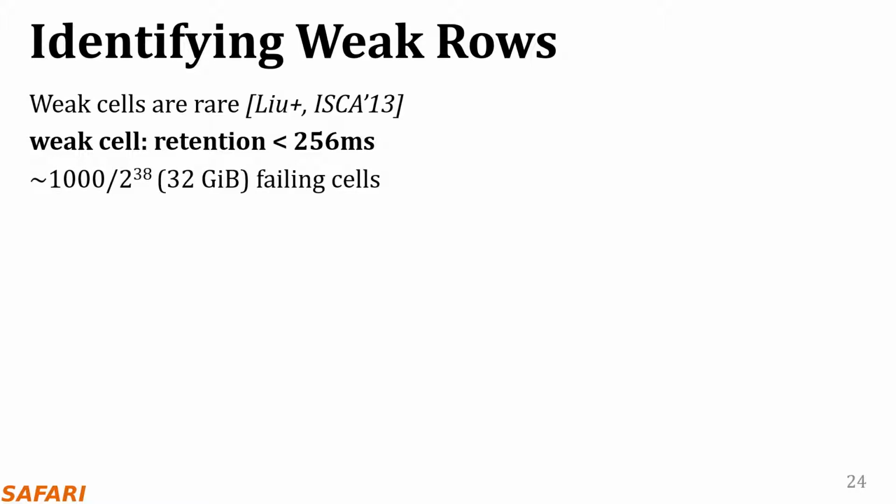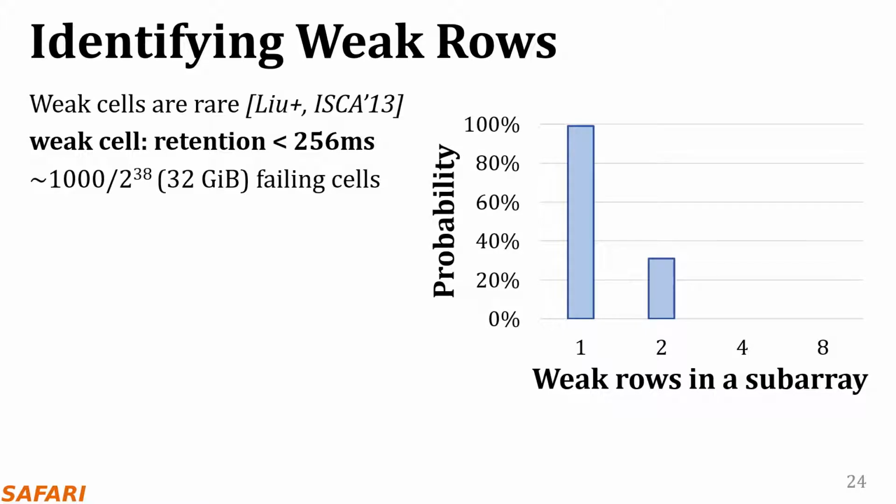Prior work reports on DDR3 that when the refresh interval is changed from the default 64 milliseconds to 256 milliseconds, only about 1000 cells in a 32 GB DRAM module fail to retain the data correctly. Based on this information, we calculate the probability of having a subarray with different numbers of weak rows. The figure plots the probability of having a subarray with at least n weak rows.